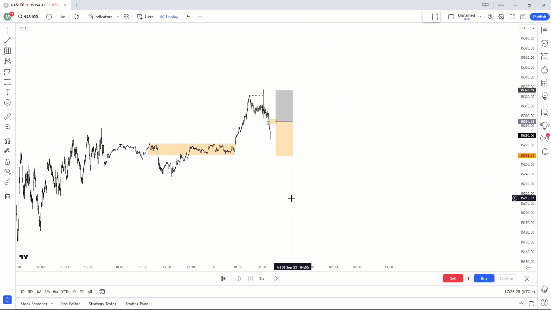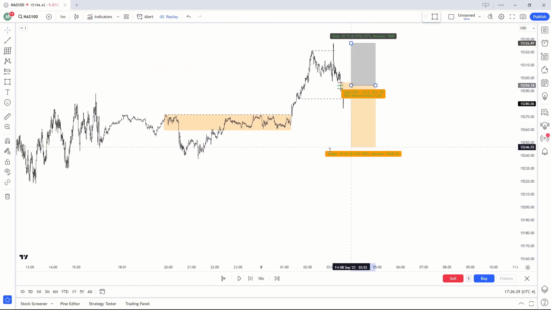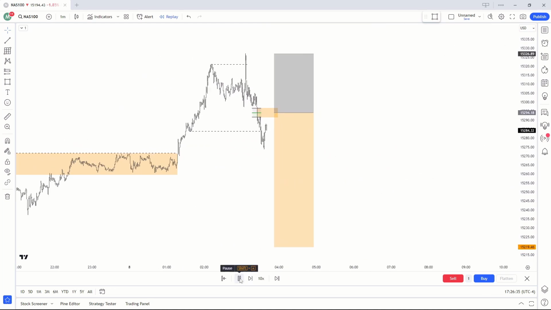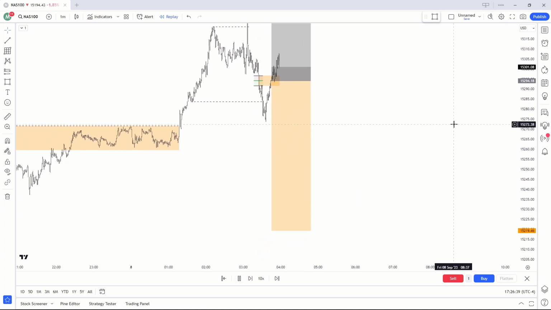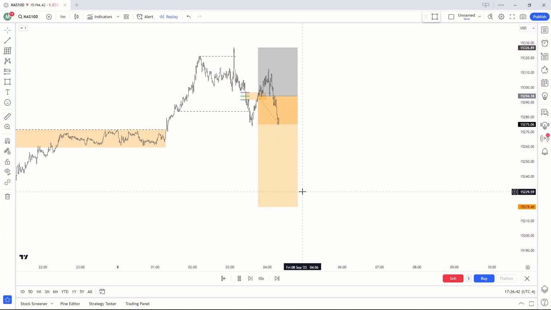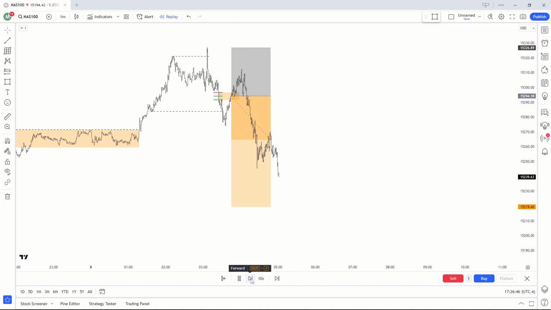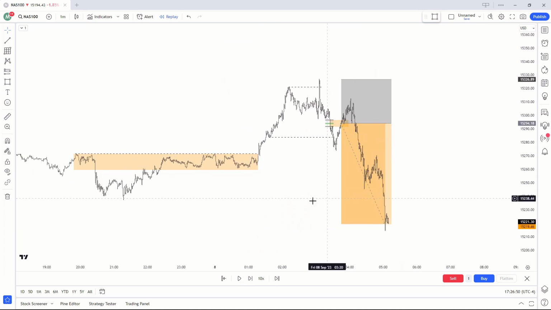It's very important to partial, guys. So your take profit 1 could be right here, take profit 2, take profit 3. Now, if I play out the market, you can see we get triggered in right here. And you can see the trade plays out beautifully. There we go.